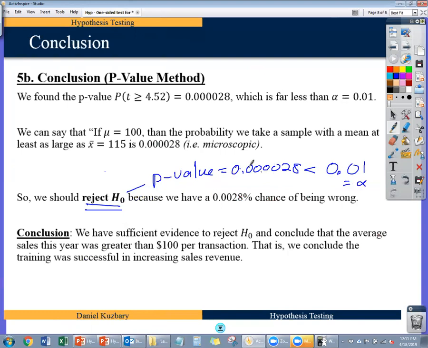If you're looking for a nice rule, this is the rule. If the p-value is less than alpha, reject H naught. If it's bigger than alpha, you fail to reject H naught. So I have the same conclusion here. We conclude that the average sales have increased since last year, and that's because of the training. So we conclude the training was successful in increasing sales revenue.